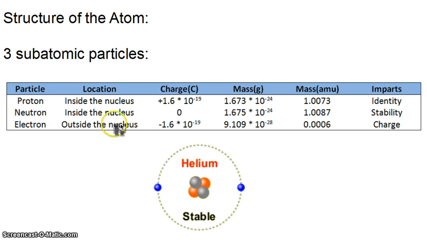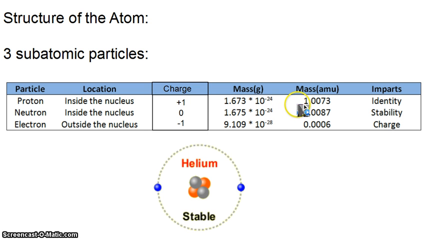So first going through the protons, they are located inside the nucleus. They have a charge of 1.6 times 10 to the negative 19th coulombs. Now, a lot of times when we talk about charges, rather than talking about these Coulomb values here, actually it's more important just to look at, hey, protons are positive 1, neutrons are 0, and electrons are negative 1.